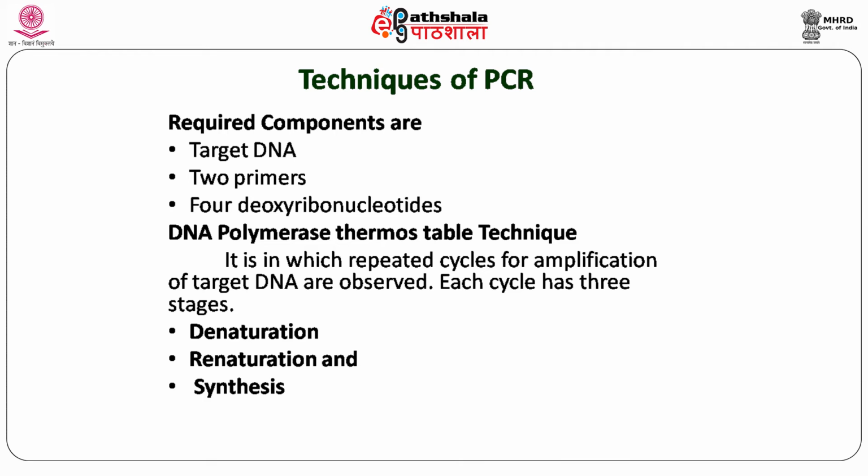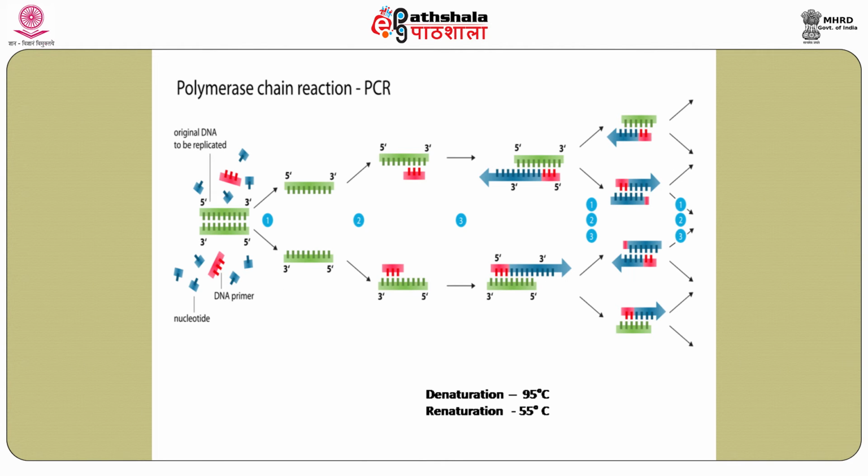Coming to the technique of PCR, what do you require? The components are target DNA, 2 primers, 4 deoxyribonucleotides, and an important enzyme which is thermostable DNA polymerase. Coming to the technique, as I mentioned earlier, we have repeated cycles for amplification of targeted DNA, and each cycle has 3 stages. One is denaturation, the second is renaturation, and the third is synthesis.